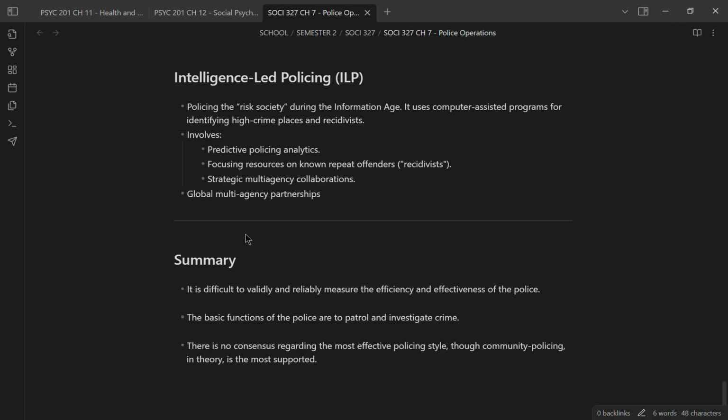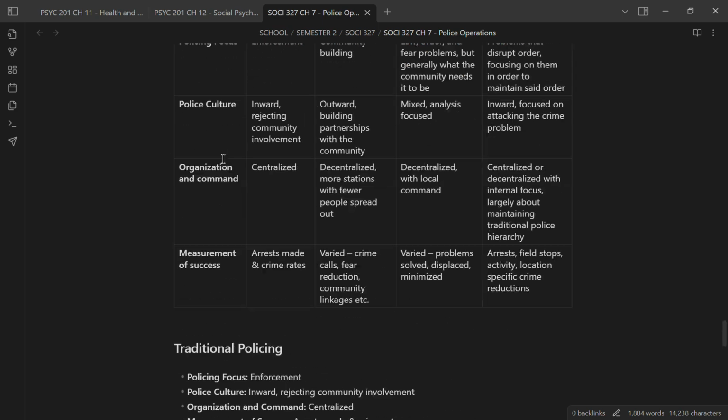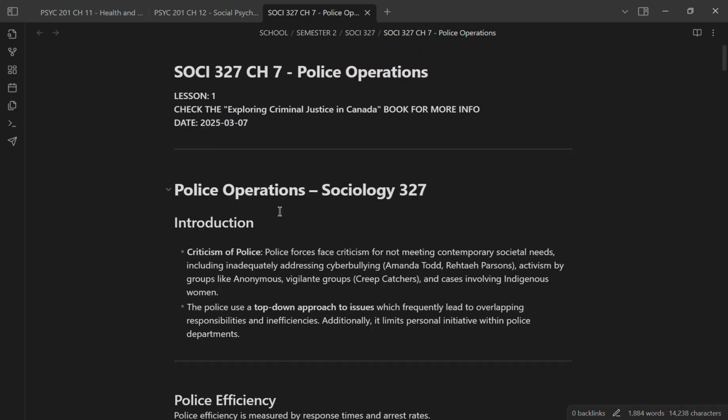And finally, we have intelligence-led policing. This is new. This is more crime-based. Police kind of globally, through multi-agency partnerships, assess risk in society, and they use computer-assisted programs for identifying high-crime places and such. Yeah, it's gonna be it for police operations. Not too shabby.